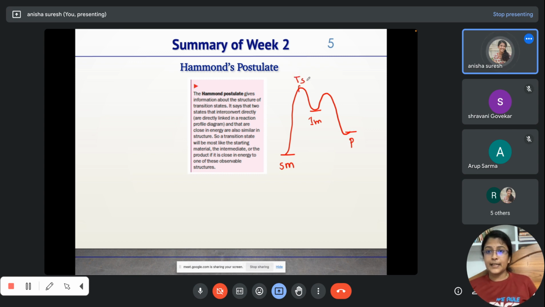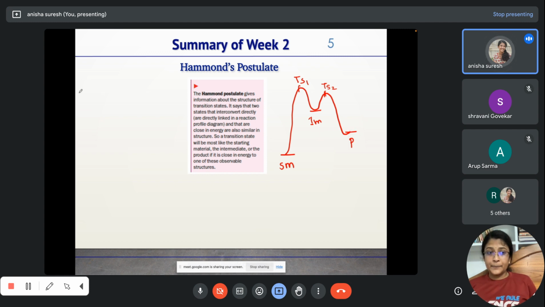So here, if we are considering this transition state, it will be close in energy to that of the intermediate. So this transition state structure will be similar to that of the intermediate, and this transition state is also closer in energy to the intermediate, so its structure will also be similar to that of the intermediate. The intermediate is closer in energy to that of the product, so its structure will be similar to that of the product.